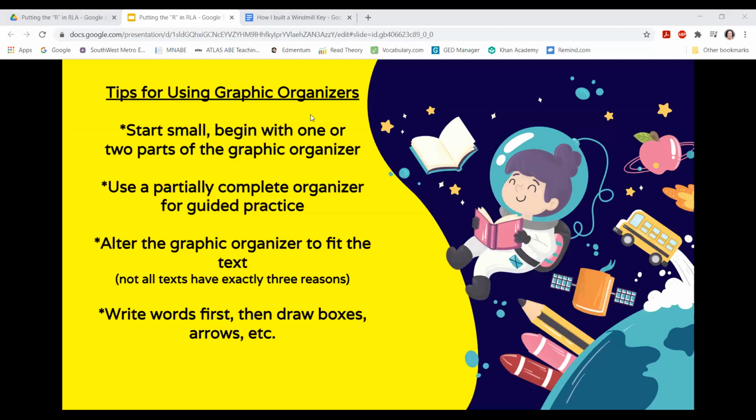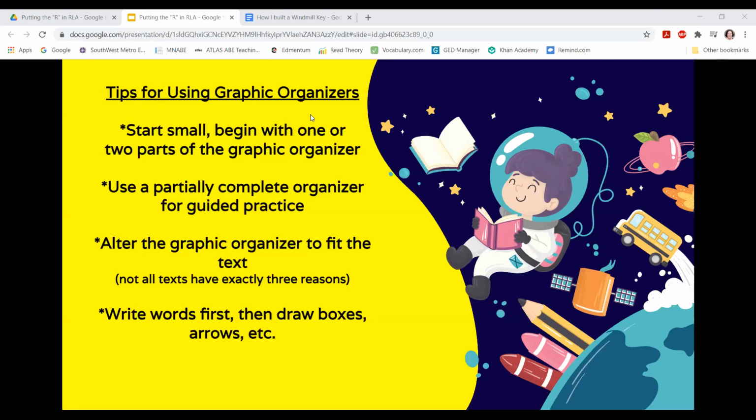I do have a graphic organizer that I have used to help make sense of a persuasive article. My suggestion is when you're using graphic organizers, start small. Don't hand them the whole thing and have them fill it in. You might even just begin with one or two boxes on that organizer and have the rest filled in for them. So you begin by using a graphic organizer that is already partially completed, giving them examples of a full one.